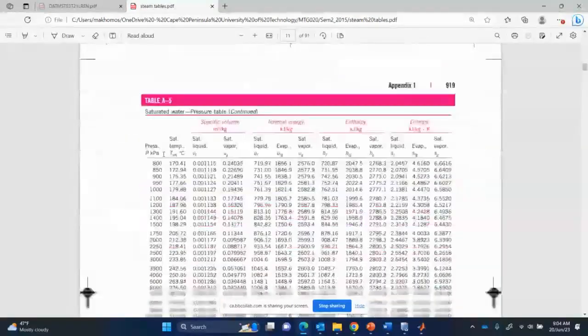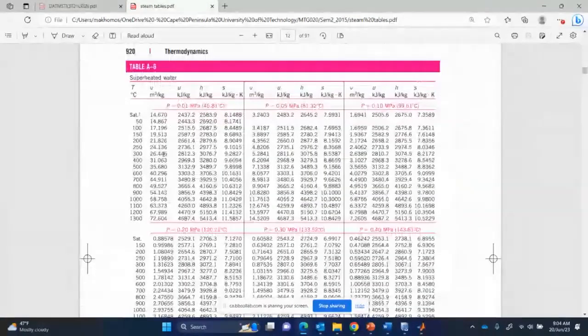The third table is called a superheated steam table or water table. Superheated. This is for superheated steam. That is table A6. You only use this table if you are dealing with superheated steam.